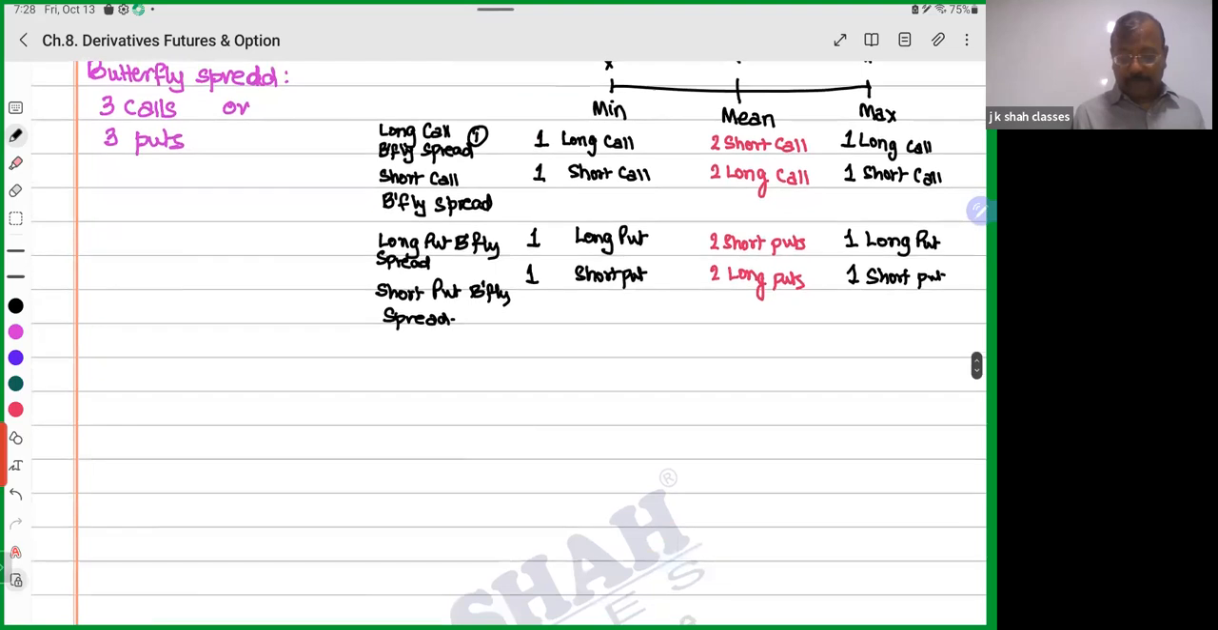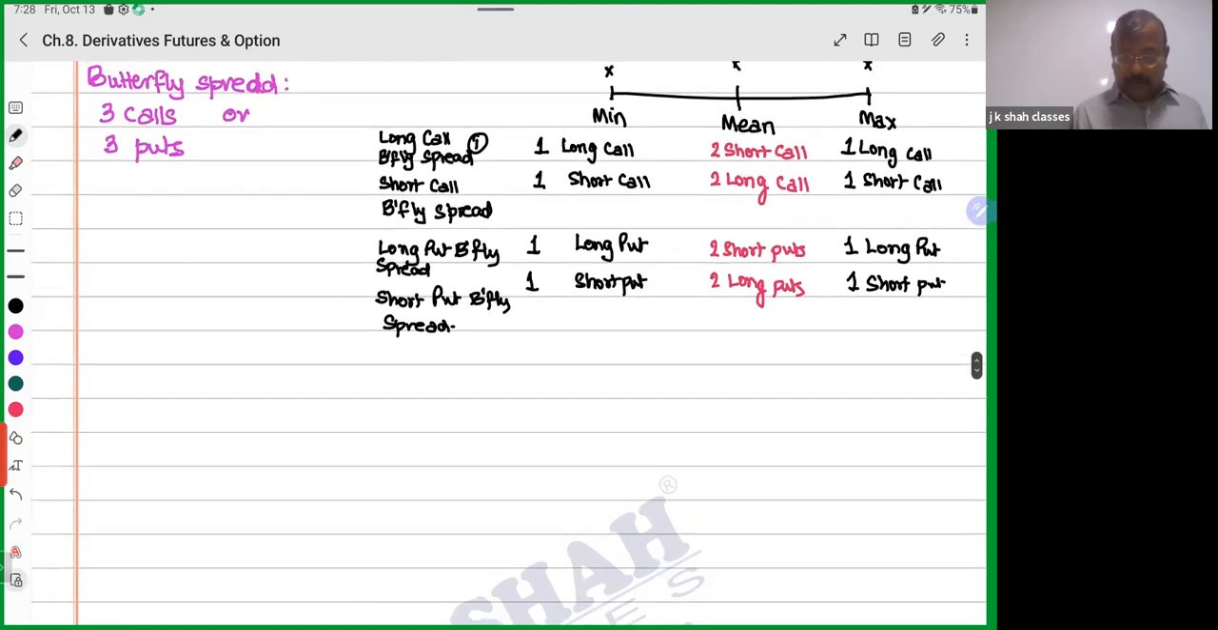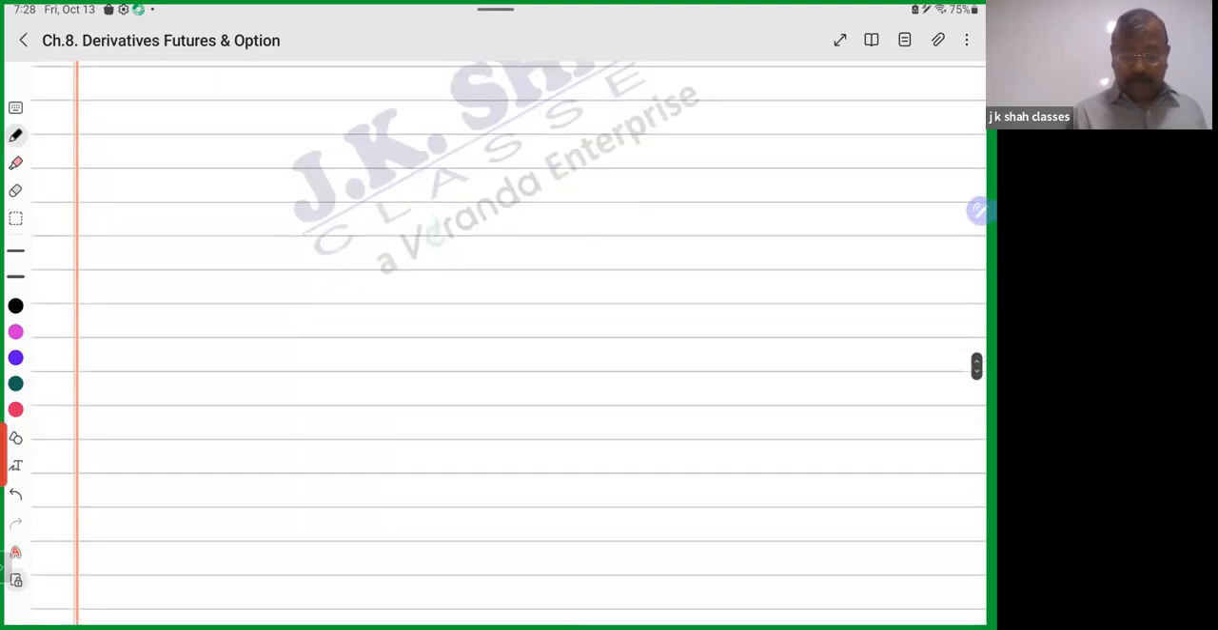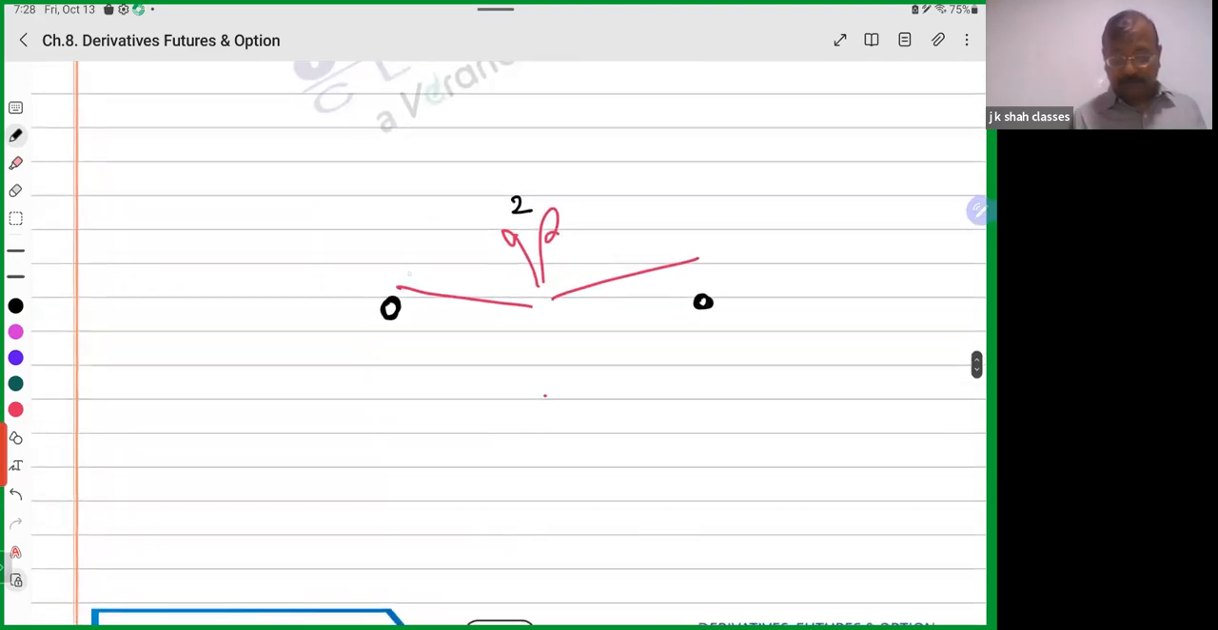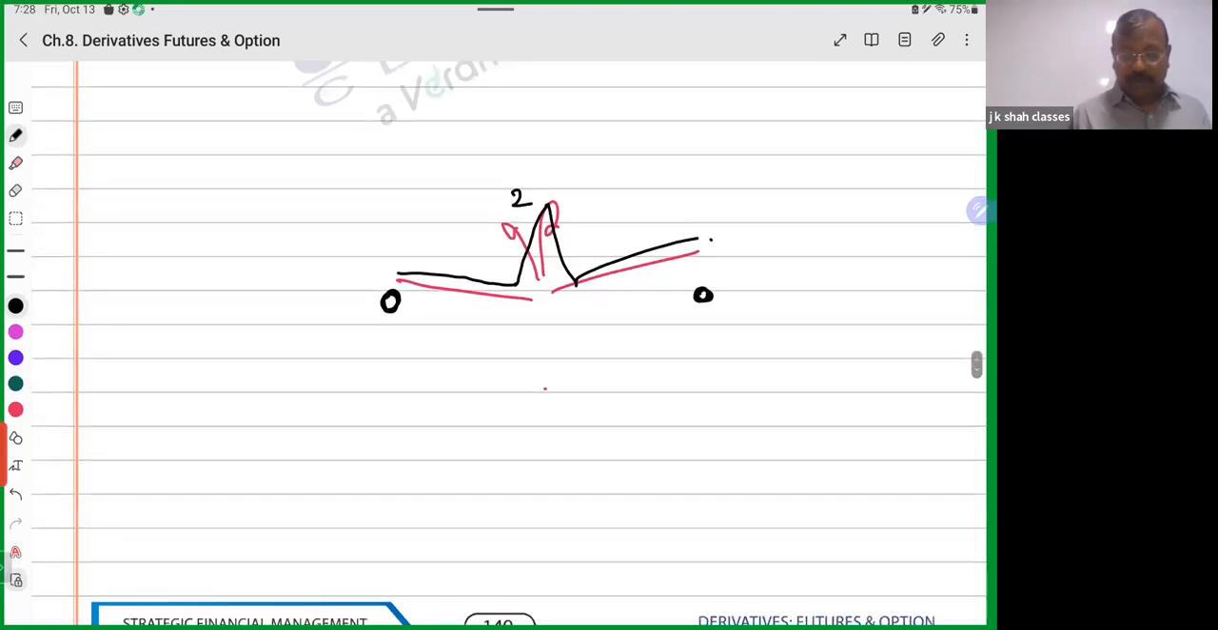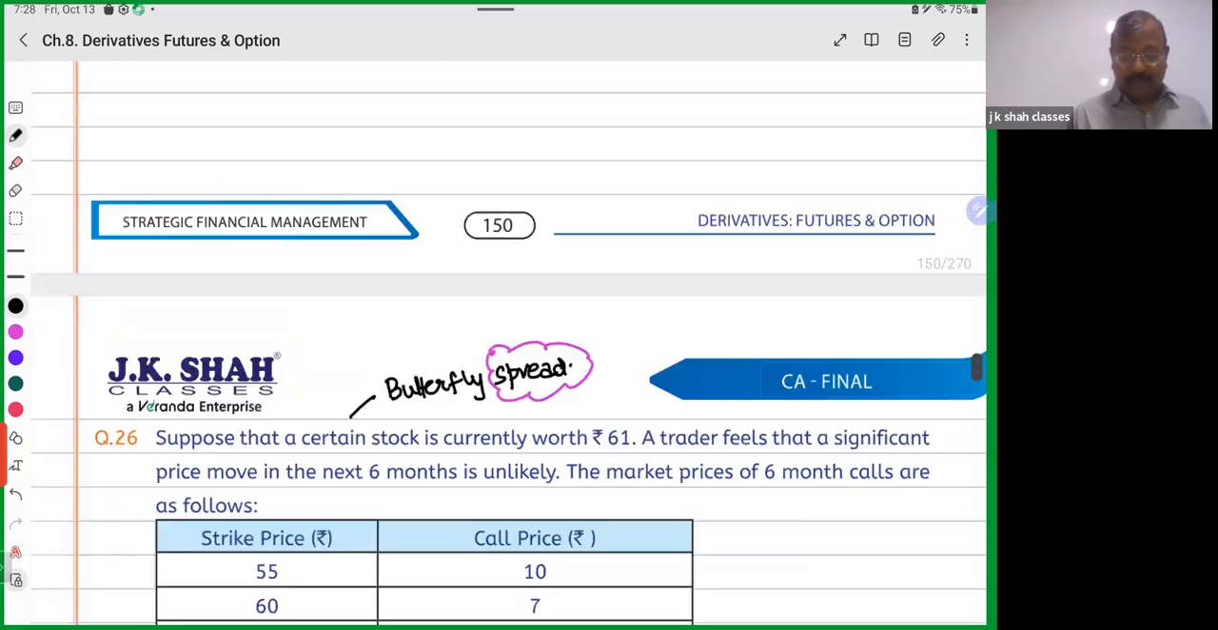Done? Okay. Now, remember this shape. Just remember this shape. Okay. Now let's look at this problem.